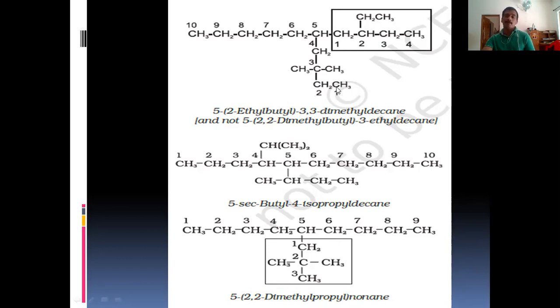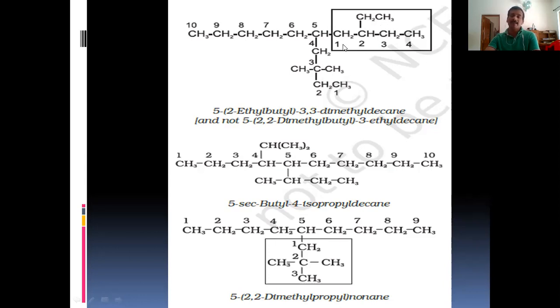When you number 1, 2, 3, in the third carbon atom there are 2 methyl groups, then 4, 5. At the fifth carbon atom there is the substituent, and there is no other substituent here. So first you have to name this substituent. Total how many? 4 carbon atoms. So it is a butyl substituent. But in this butyl substituent, in the second carbon atom, an ethyl group is attached. So 2-ethyl butyl, that is the name of the substituent.